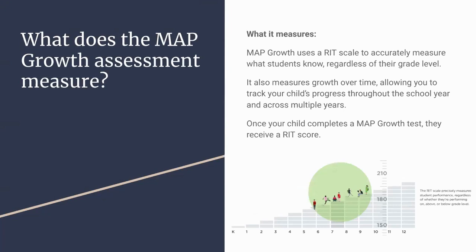So what does the MAP growth assessment measure? MAP growth uses a RIT scale to accurately measure what students know regardless of their grade level. It also measures growth over time, allowing you to track your child's progress throughout the school year and across multiple years. Once your child completes a MAP growth test, they receive a RIT score. And so the RIT scale precisely measures student performance, regardless of whether they're performing on, above, or below grade level.